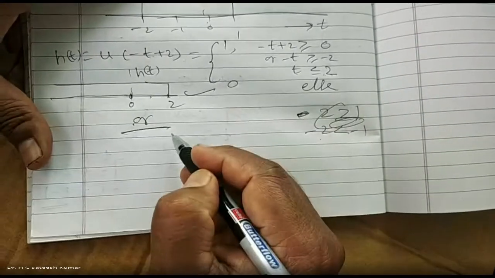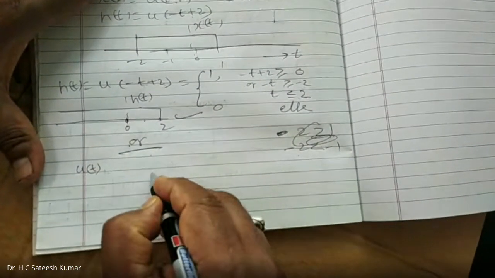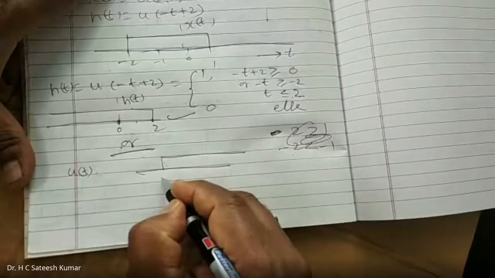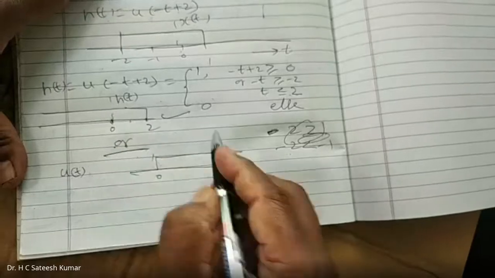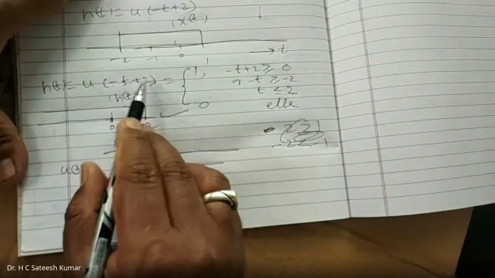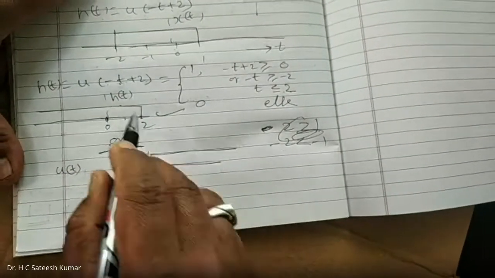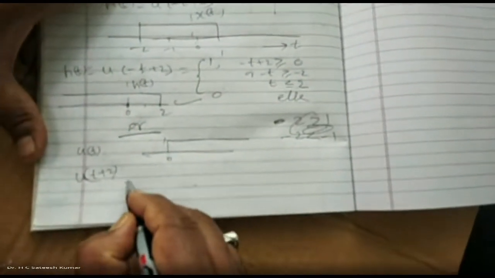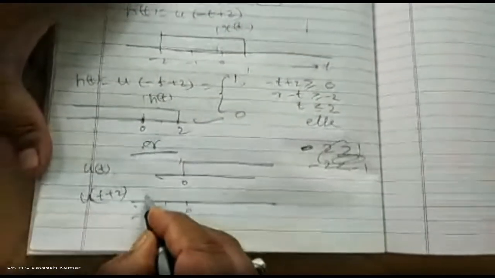This is h of t. Or you can go for graphically. So first take u of t. U of t is from where to where? 0 to infinity. After this one, you have to shift, then you fold it. Shifting, scaling, folding. U of t plus 2 means what? Shift left by 2 units. Shift left by 2 units means minus 2.